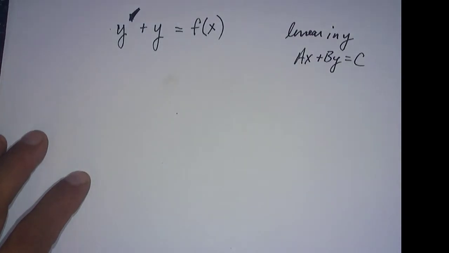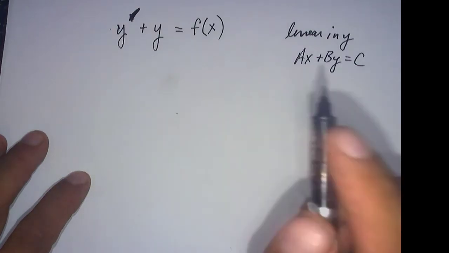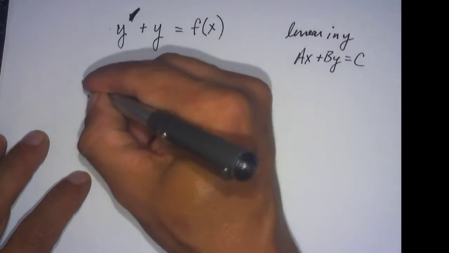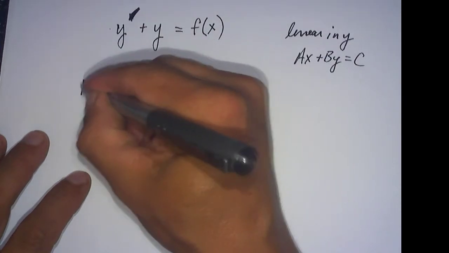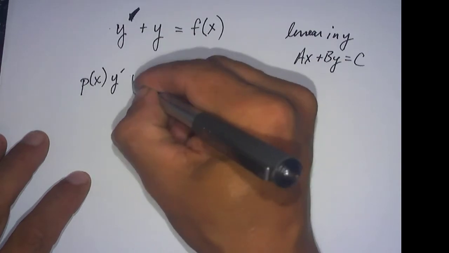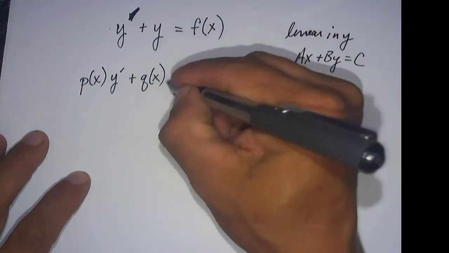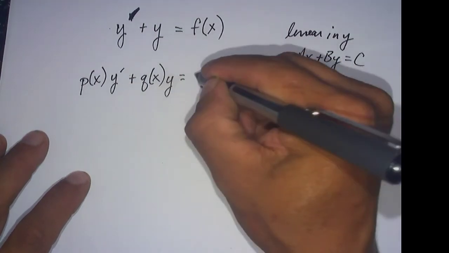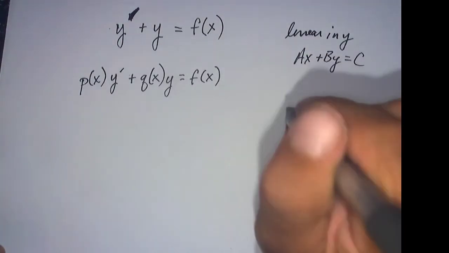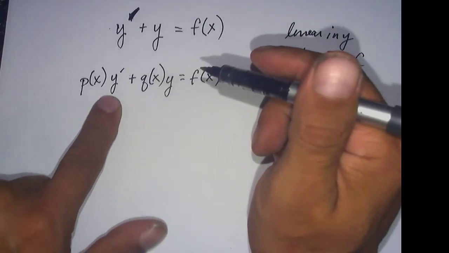Like this is a line in algebra. This is a linear form of a differential equation. And what you're saying is, okay, I've got this function in front. Let's just call it p of x, y plus q of x. Let's just say y is equal to f of x. Now, to put it in standard form, you divide through by p of x. In other words, you don't want a coefficient in front of y prime.